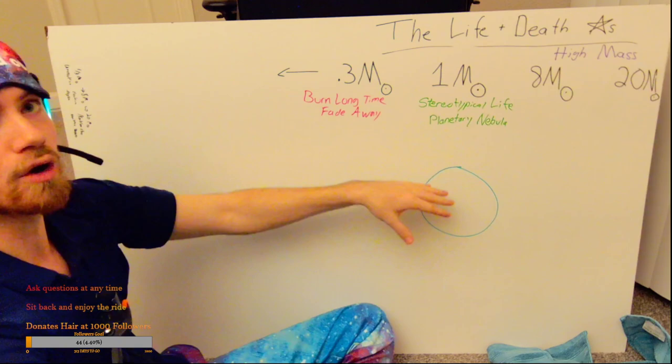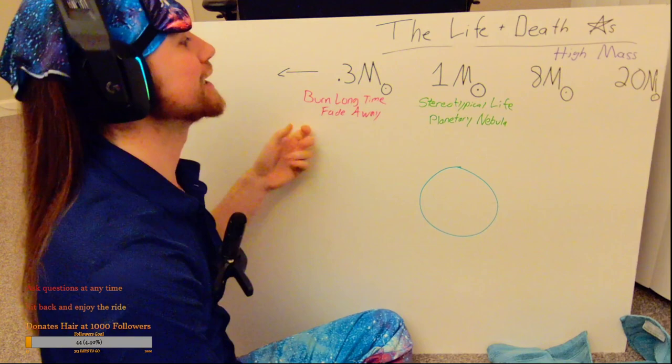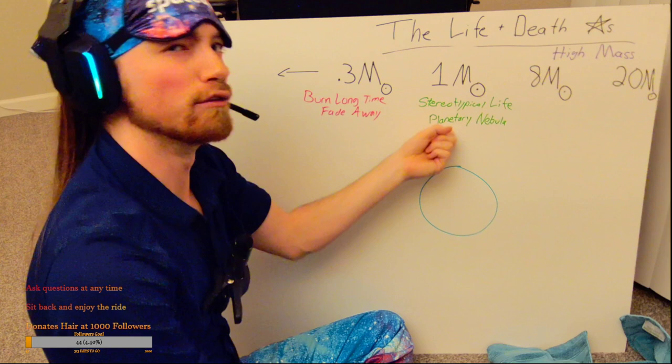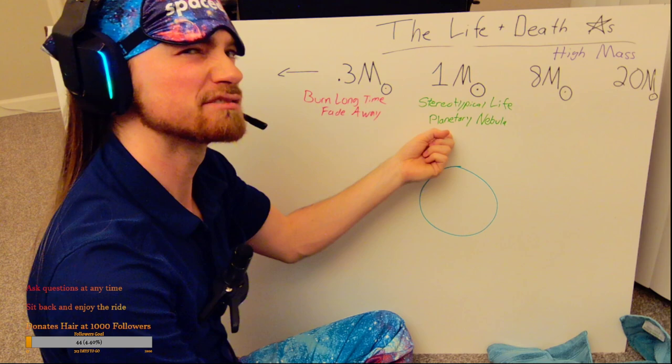Now, where the low-mass stars might live for trillions of years, our sun might live for billions of years, in the area of, I don't know what, 14 billion years? Ish, depending on where you want to cut off the line of death.